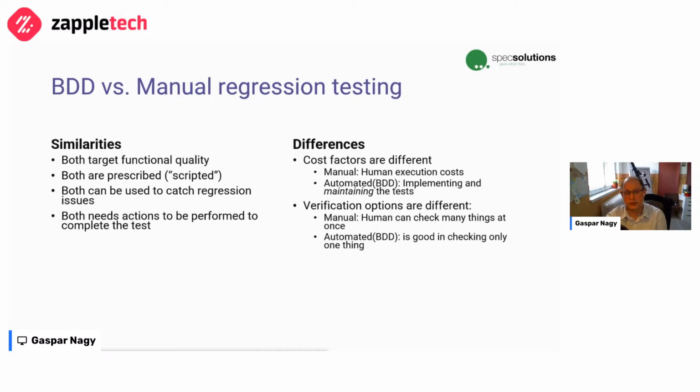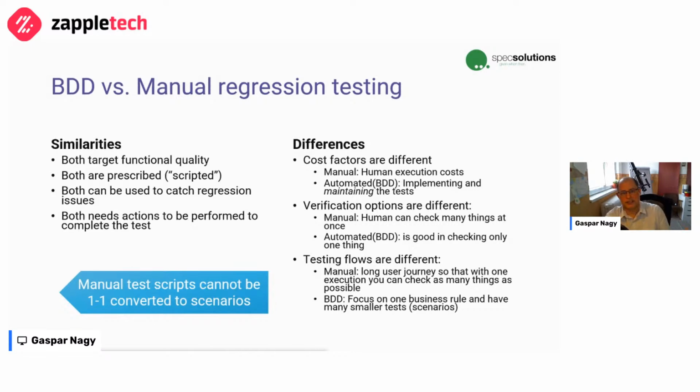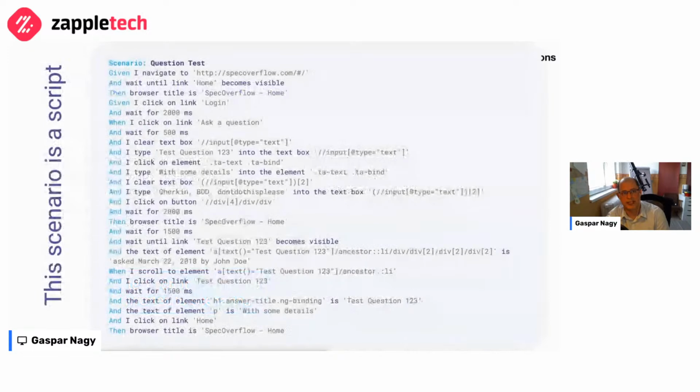And basically, as a consequence of these two key differences, the testing flow will be different. For a manual test, typically you need to have a longer user journey that the manual tester can go through and check many things. While for automated BDD scenarios, or BDD automated tests in general, it might make sense to have multiple smaller focused tests that only check a particular business rule, and have many of them. So because of these differences, transcribing a manual test into a scenario is typically not a good idea. And this is how my example scenario was actually born.